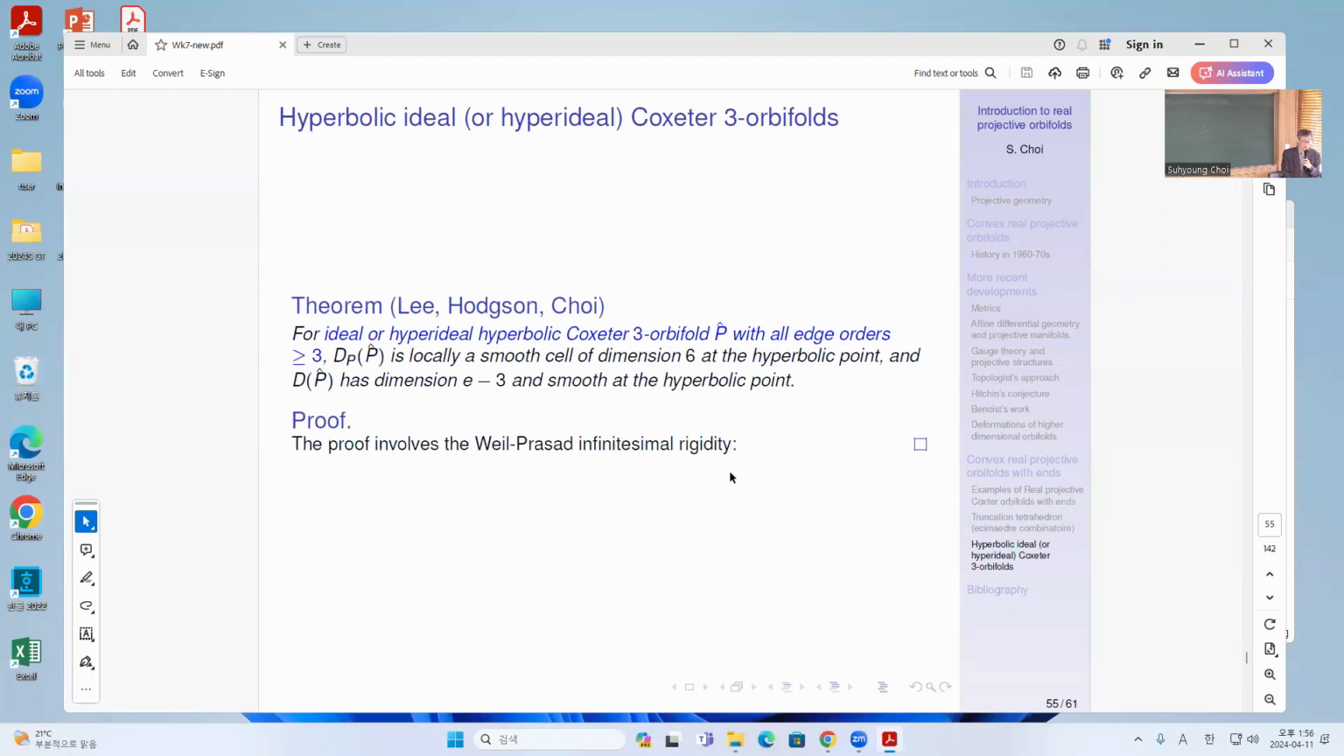And the proof is again the very precise infinitesimal rigidity. So again, this uses the fact that the H1 of the boundary rigidity will imply the smoothness. Okay. So that's some relation to the work of Porty here.